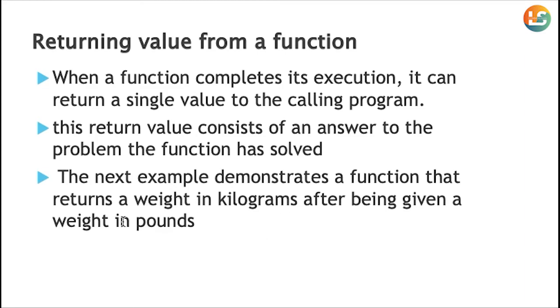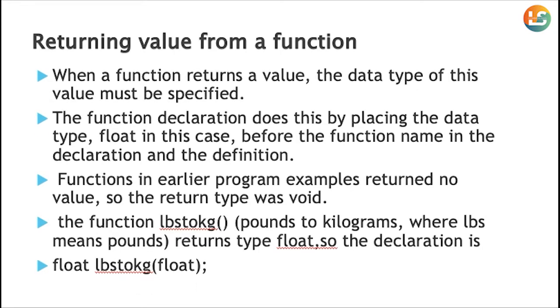When a function returns a value, the data type of this value must be specified. The function declaration does this by placing the data type, float in this case, before the function name in the declaration and the definition. The function in the earlier program example returned no value, so the return type was void. The function lbs to kg, pounds to kilograms, where lbs means pounds, has return type float, so the declaration is float lbs to kg float.